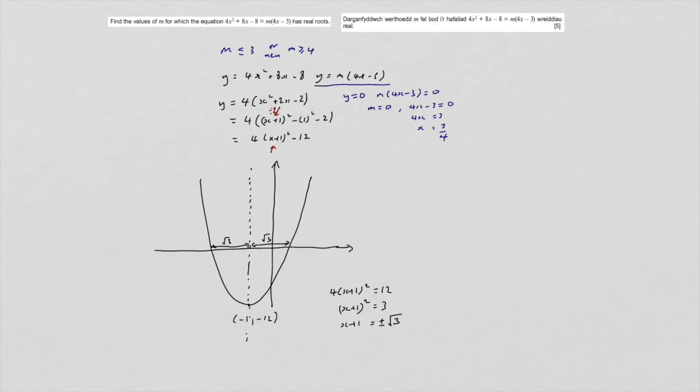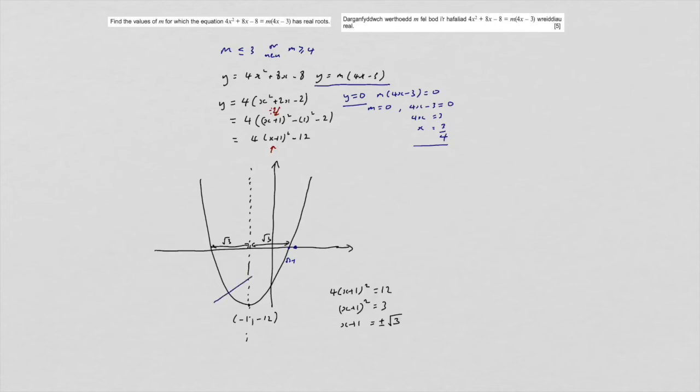Now a quick check will tell you that this point here, which is root 3 take away 1, is actually less than 3/4. So the point represented by this x equals 3/4, which is of course when y is 0, so it's on the x-axis, is just outside our quadratic here. So now we know all our lines go through this blue point.